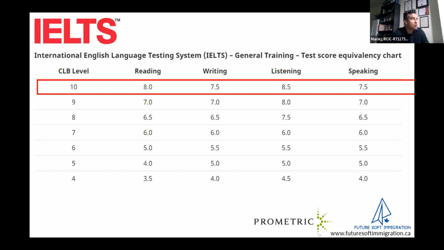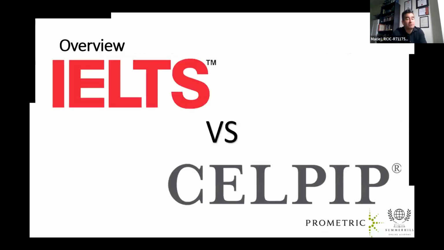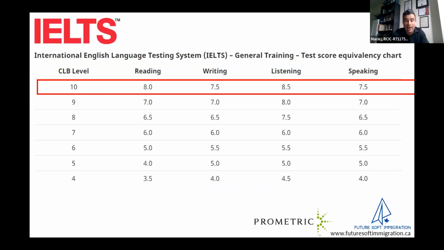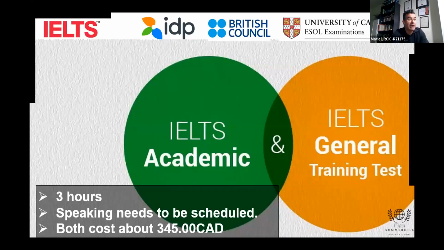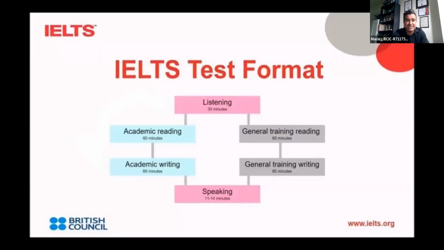So yes, so basically, let's talk more about the different formats for IELTS and CELPIP. One of the major differences is how we calculate the CLB scores from the IELTS scores. But another major difference is the overall format. One of the biggest differences is that with IELTS, you have two versions of the test: IELTS Academic and IELTS General. They are actually both the same price. They are both the same time, and they are actually remarkably similar.